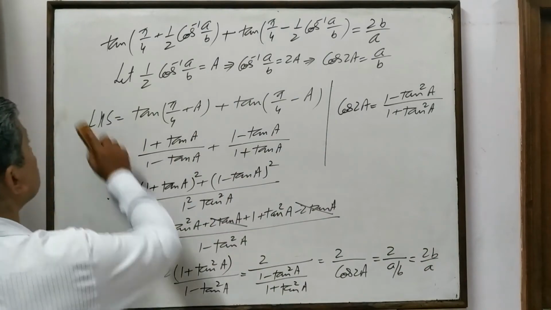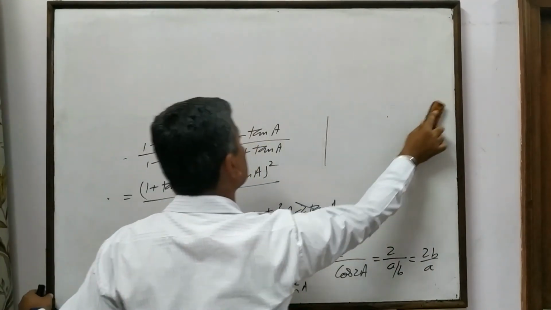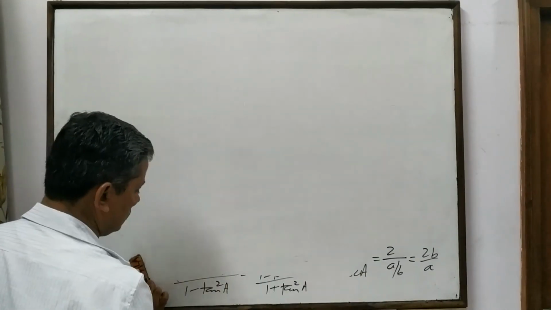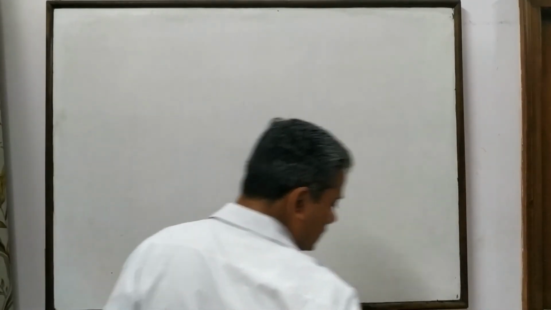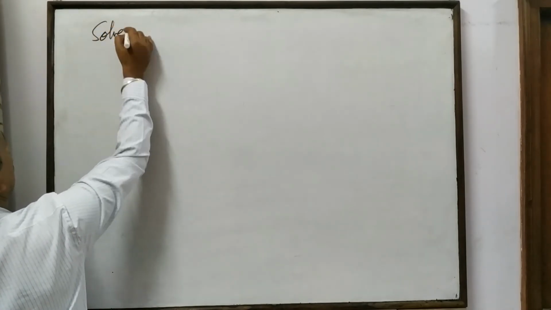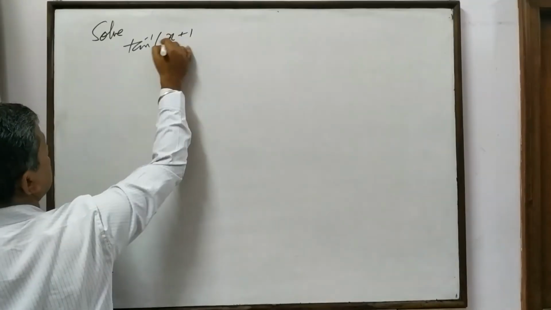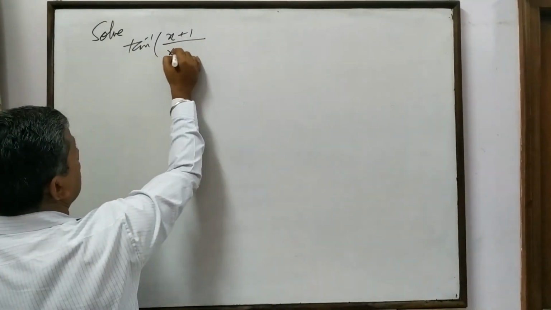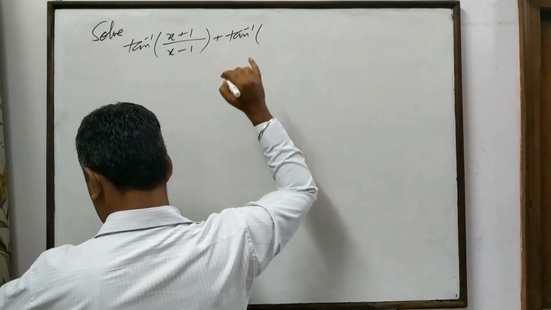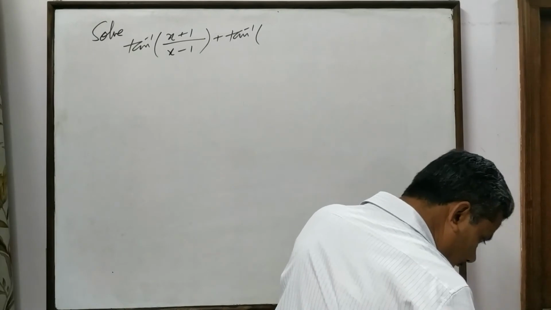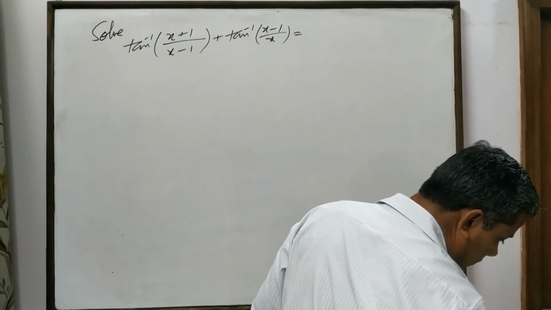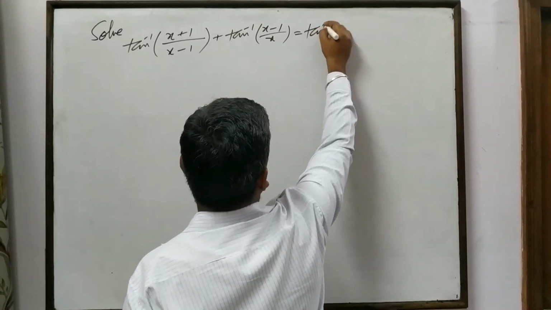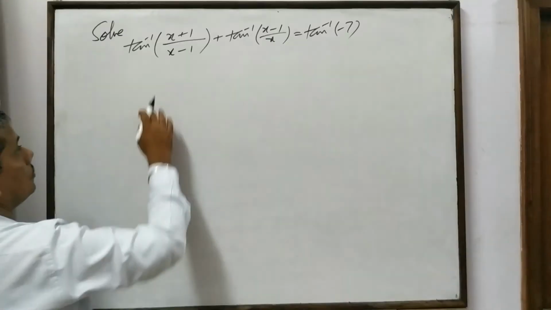Another question. Solve tan inverse x plus 1 upon x minus 1 plus tan inverse x minus 1 upon x is equal to tan inverse minus 7. So लेफ्ट हैंड पे हम फॉर्मूला यूज करेंगे.